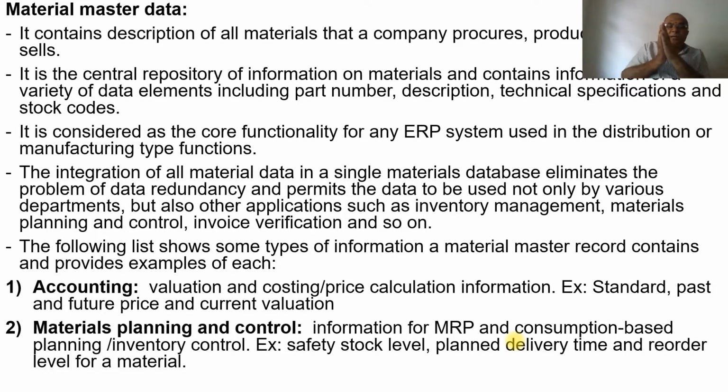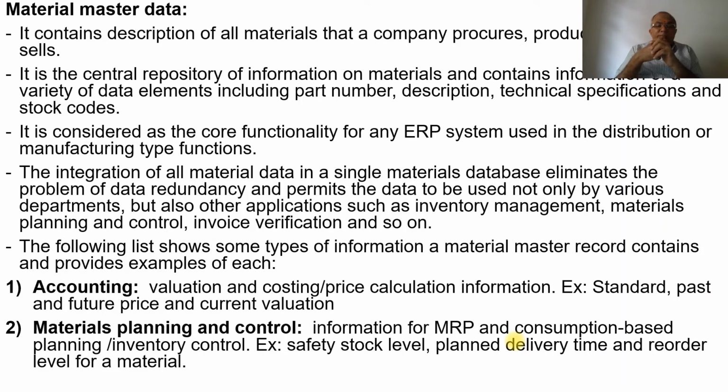The following list shows some types of information a material master record contains and provides examples of each. First one is accounting: valuation and costing, price calculation information. Example: standard, past, future price, and current valuation. Standard and past are already over. Future, what is going to be the future price, and current valuation, at present, what is the cost of this?